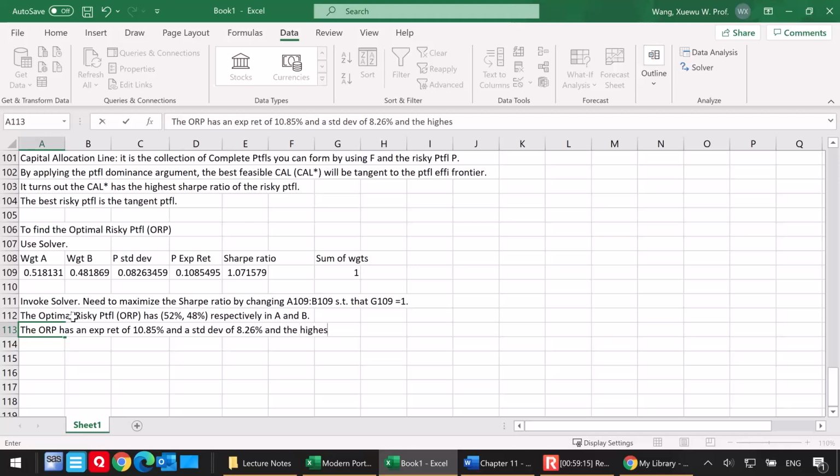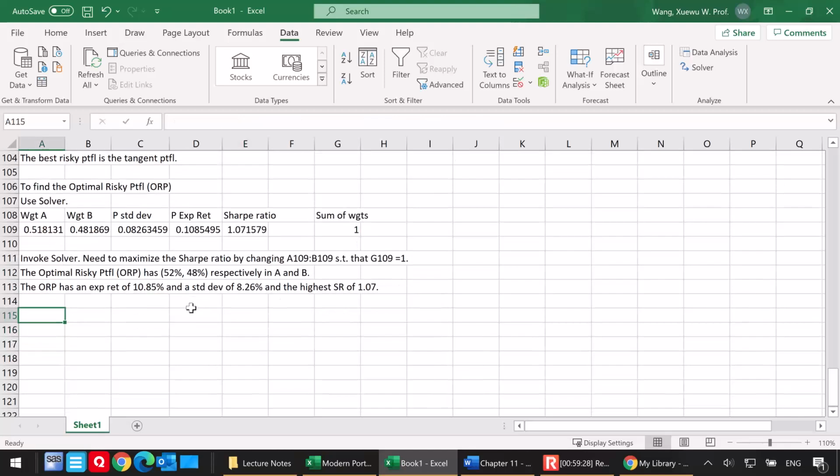And the highest Sharpe ratio of 1.07. All right, that is by construction. Okay, we maximize the Sharpe ratio, and that's actually the best Sharpe ratio you can ever have. All right, so now let's confirm the tangency.